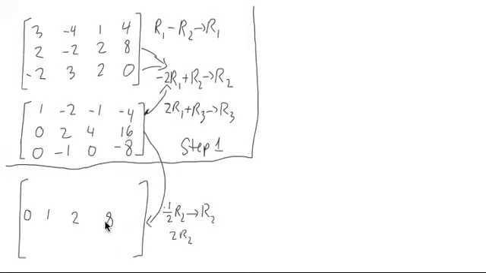Then what you can do is you can take 2 times this row. Why would we want to do that? Because we want to use this 1 to play against this guy right here, which is above it. So that 1, if you multiply it by 2 and add it to that, it'll give you a 0.